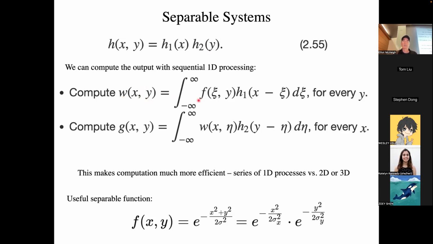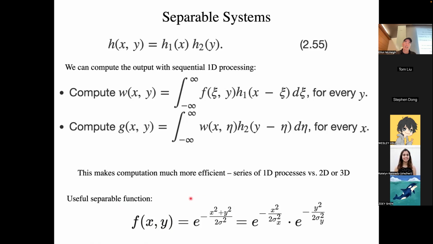So I can compute the output of my system from the X direction. My input image is here. I can compute a convolution of the point spread function in X with my input, right? And then take the output of that, which is WXY, put it in here, and then convolve that with the point spread function that's dependent only on Y, and do that convolution separately to get my final output here.